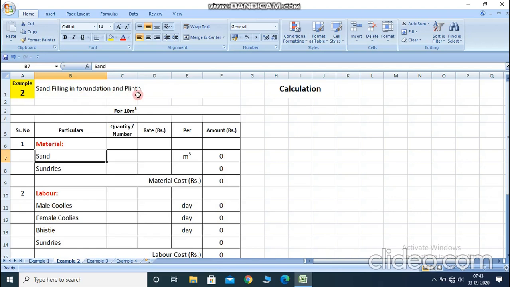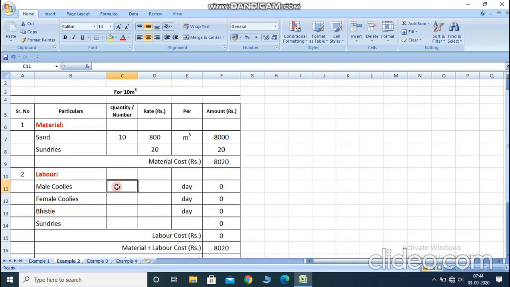So for sand filling in foundation for plinth, we calculate for 10 meter cube of sand filling work. So here the quantity is 10 meter cube and we need the rate per meter cube. The sand rate is 800 rupees per meter cube as per the textbook value. We can also add the current rate of sand per meter cube. So the total amount is 8,000 rupees per 10 meter cube of sand, and for sunrise we take 20 rupees as extra cost. So here 8,020 is the material cost.